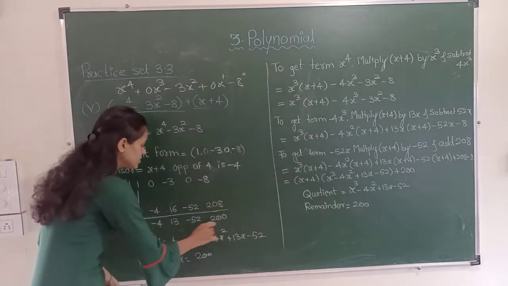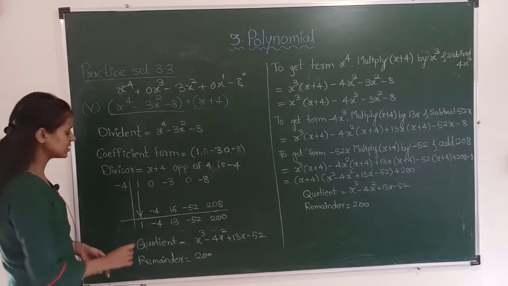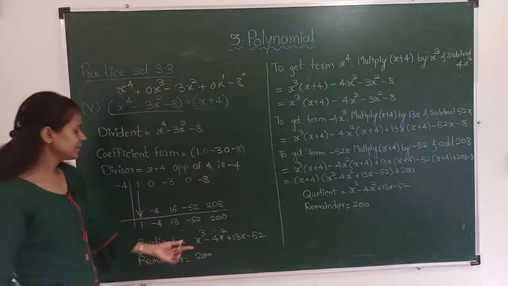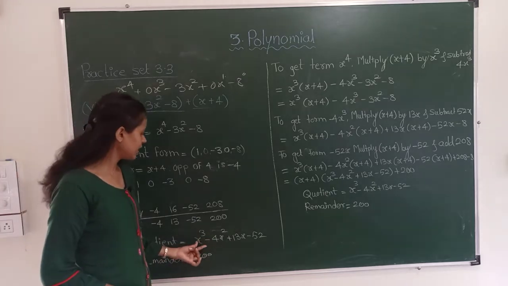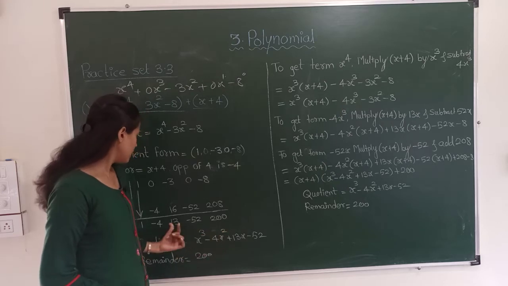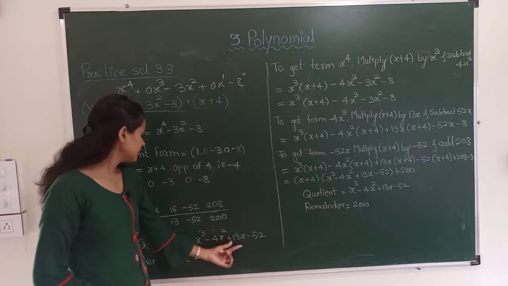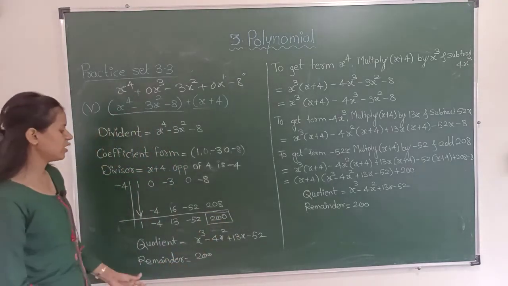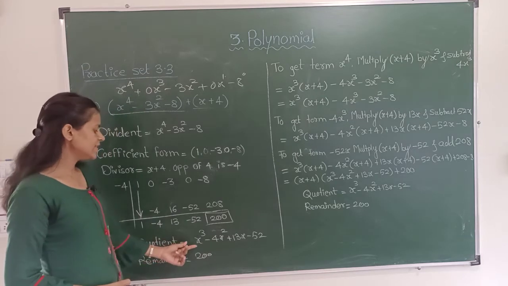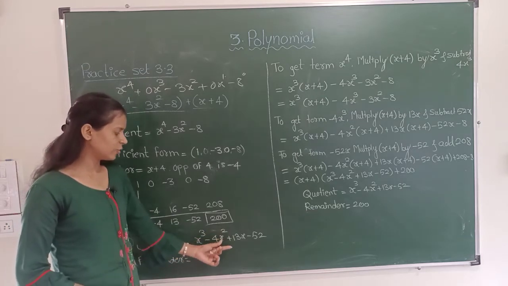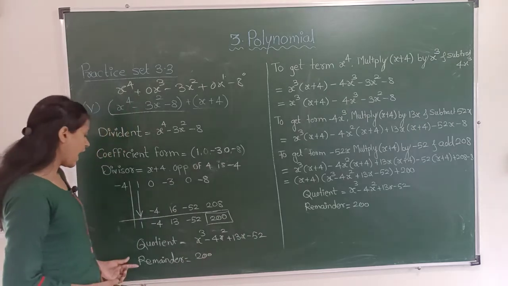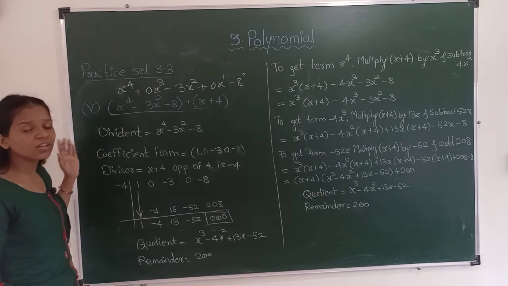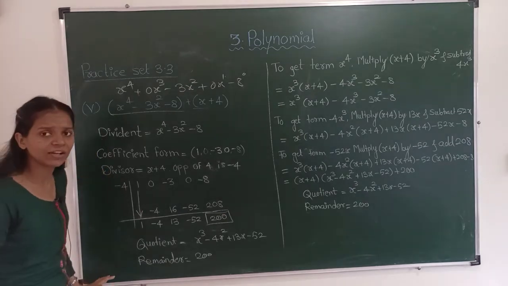So these are the coefficients of the quotient: 1, minus 4, 13, minus 52 and 200. So the quotient is x raised to 3 minus 4x raised to 2 plus 13x and this is minus 52. The last number is always the remainder, so the remainder is 200. Okay. Now the quotient is x power 3 minus 4x power 2 plus 13x minus 52 and the remainder is 200. This is how we have solved the polynomial by using the synthetic method of division.